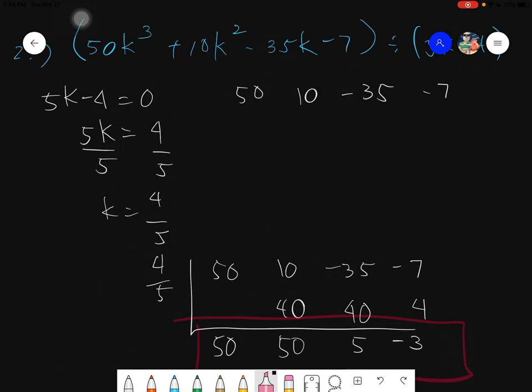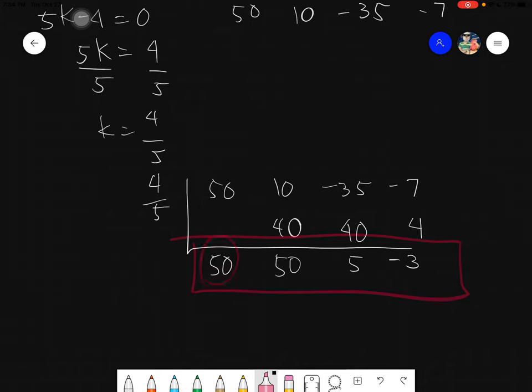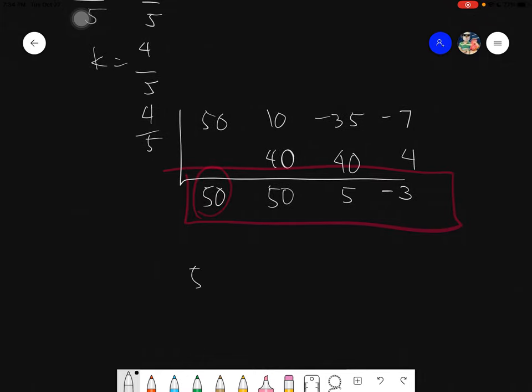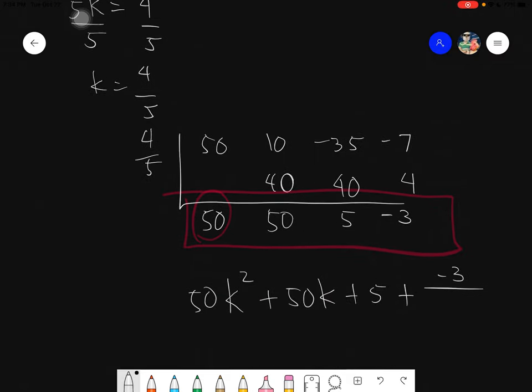The next thing that you have to do is you have to check. What is the highest degree? It's cube. Reduce it by 1, so it's squared. And assign that to the very first answer, which is this one. So, writing it down, we have 50x squared. Positive si 50, so 50x. Positive si 5, so plus 5. And then, eto, since our ruling would be plus always, add the remainder, so it's negative 3 all over. Ano yung ating divisor? Our divisor is 5x minus 4, giving us an answer of our quotient pala of 50x squared plus 50x plus 5 plus negative 3 over 5x minus 4.